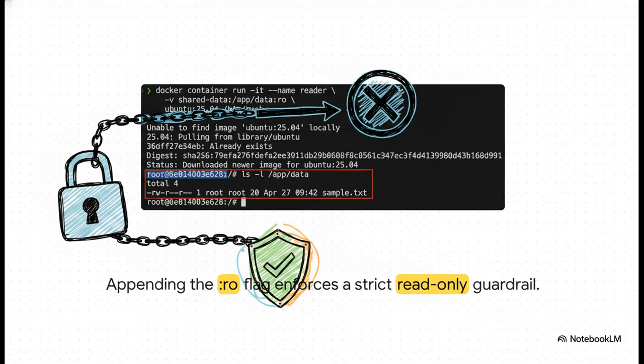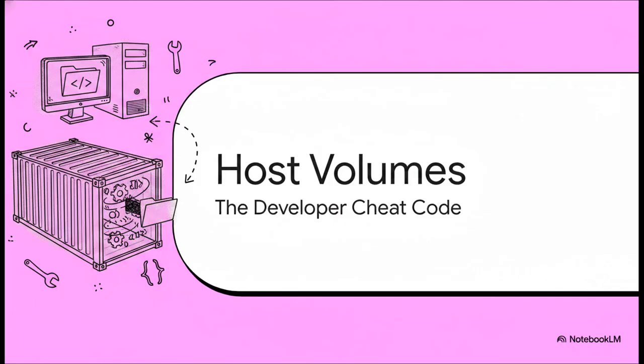As you can see here, our secondary Ubuntu container can view the data perfectly fine, but the second it tries to actually change anything, the file system completely blocks it. It is entirely locked out of messing with your state. Moving right along to part four, using host volumes.